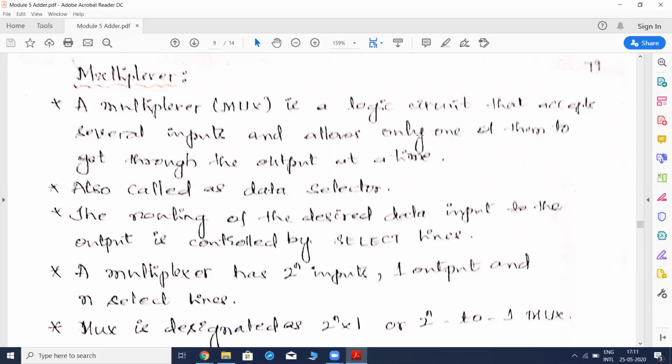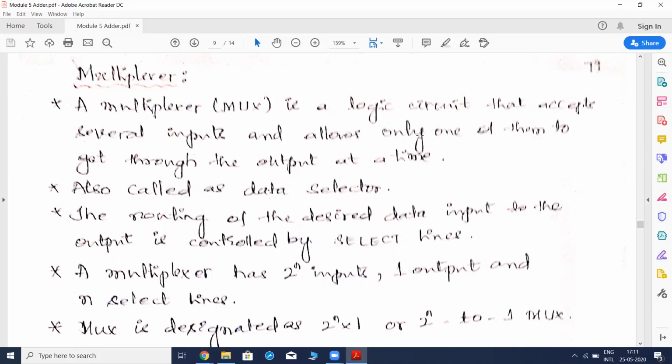Okay, so the routing of the desired data input, that means one of the data inputs is to be taken and that must be sent to the output. So which one to select? That is controlled by the select lines. Thereby we can define a multiplexer as follows: it will have 2 to the power of n inputs, n select lines and 1 output.